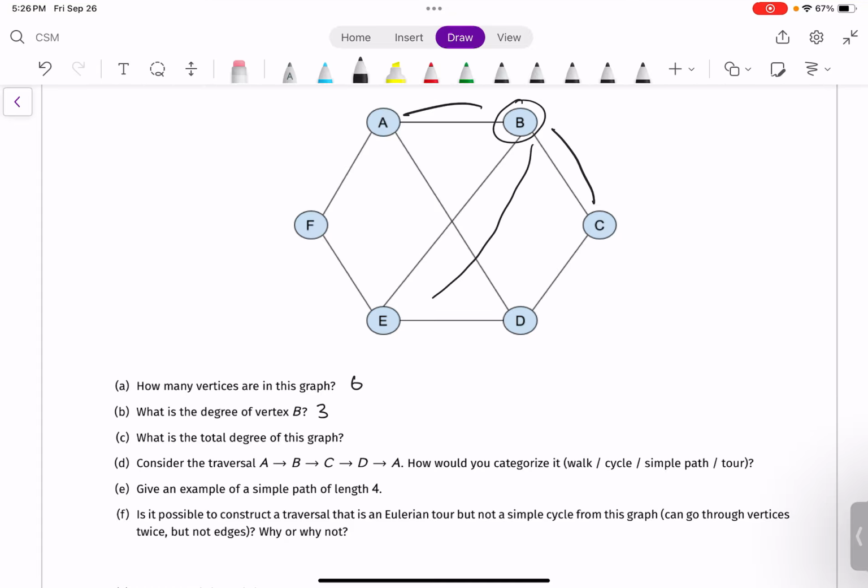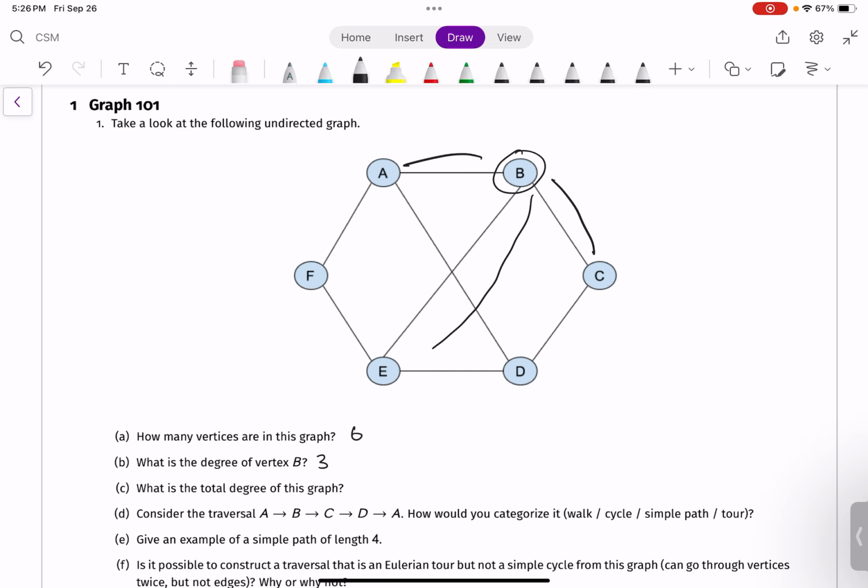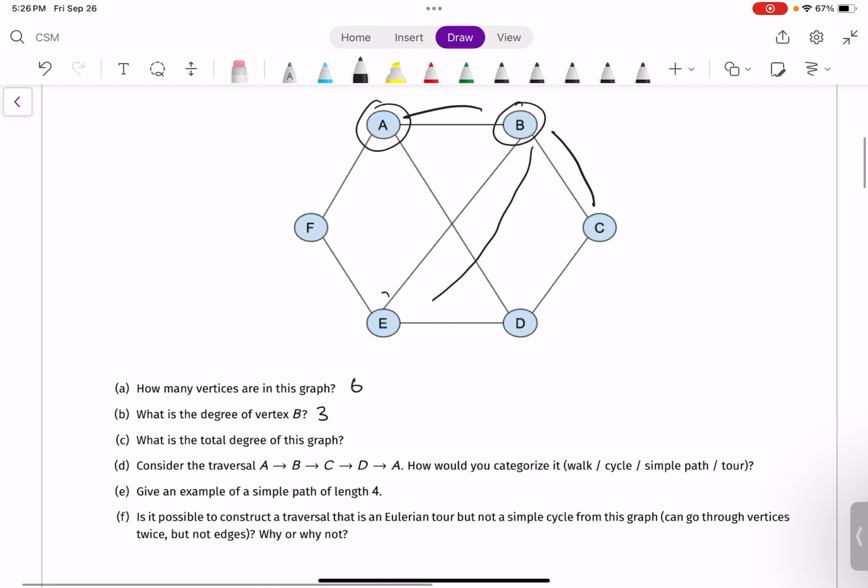What's the total degree of this graph? The total degree is the sum of the degrees of each vertex. So vertices B, A, E, and D all have degree 3. And vertices F and C both have degree 2. So our total degree is 3 times 4 plus 2 times 2, which is equal to 16.